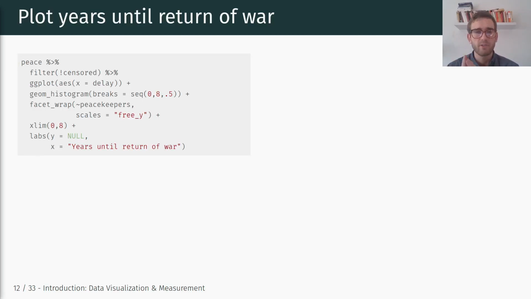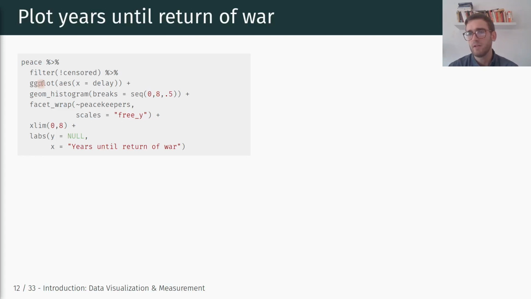If we want to replicate this figure using ggplot, all we have to do is we again take our original peace tibble, our data frame. We filter it again only by observations that did experience a revival of fighting. So we filter by censored. The exclamation point, of course, implies that we're filtering by observations for which censored is not true, so for which there was a return to civil war.